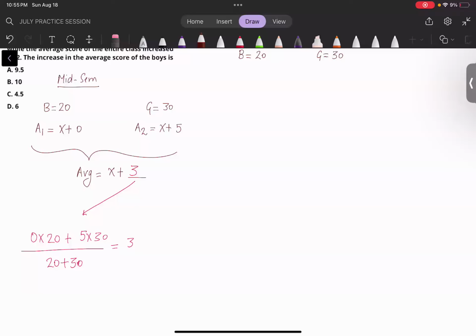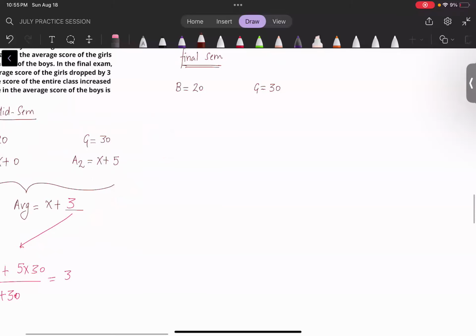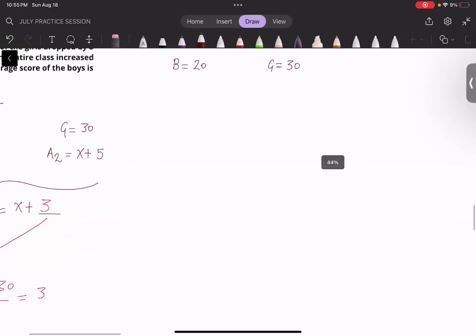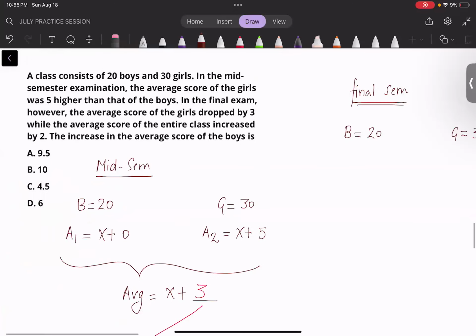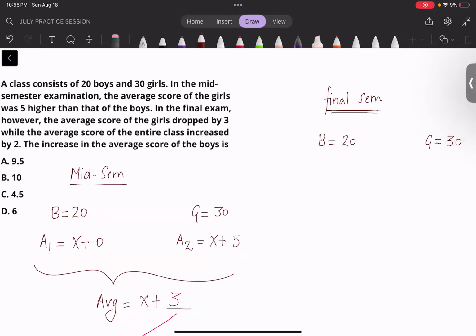All right. Now next part. Let's come to the final sem. In the final sem, what are they saying? The score of the girls dropped. That means decreased by 3. Previously, the average was X plus 5. Now it is decreasing by 3. So what is the final exam average for the girls?